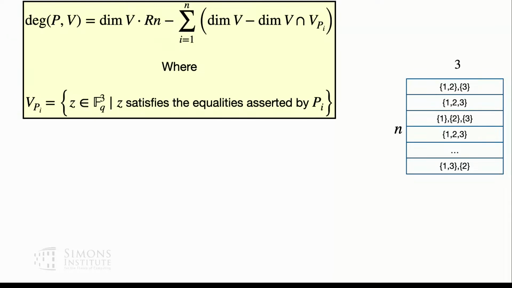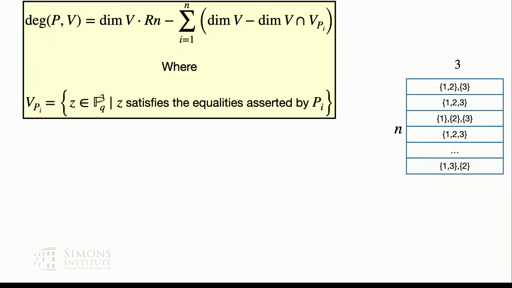Given that we are living inside the space V, a constraint such as, say, 1, 2, 3, what's the dimension of the constraint that it actually imposes within V? It's the dimension of V minus the dimension of the intersection of V and the space of rows that satisfy this constraint. Okay?